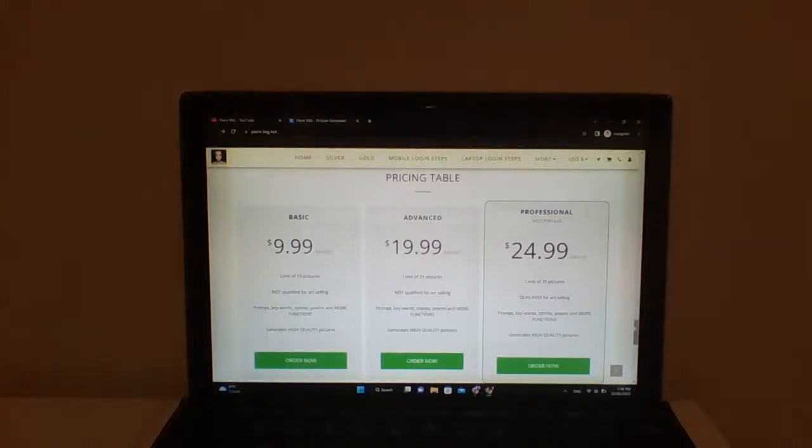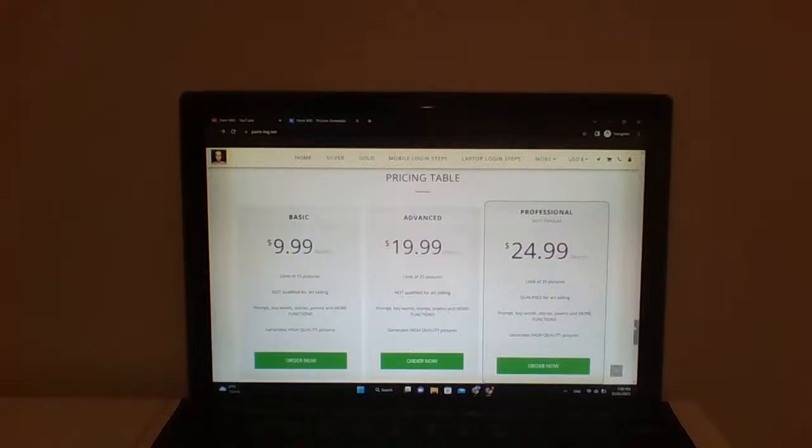Next, I would like to take you and have a look at our advanced plan. The advanced plan is just $19.99. For the advanced plan, we offer a limit of 25 pictures. Unfortunately, you're not qualified for art selling, which means that you can't sell your artworks in our online art selling store. However, if you just pay $4.99 more a month, then you are qualified for art selling if you purchase our professional plan.